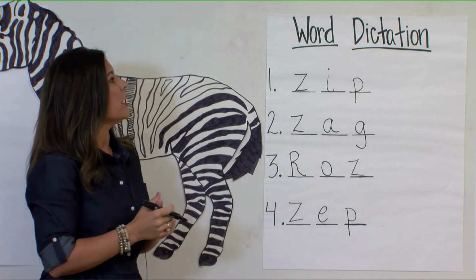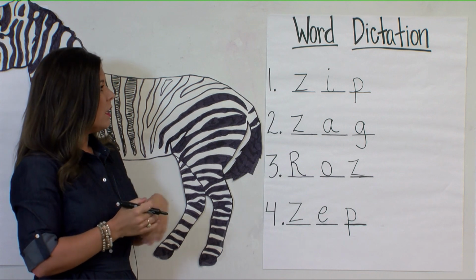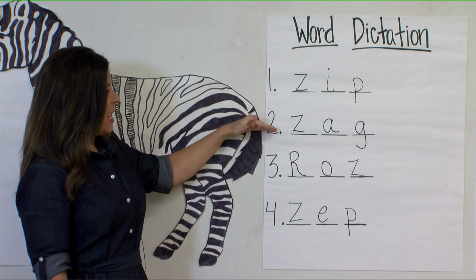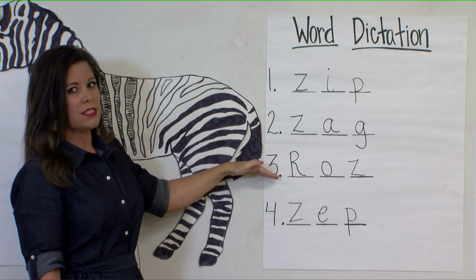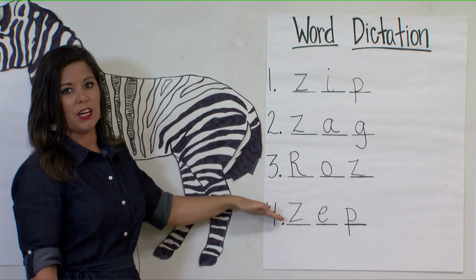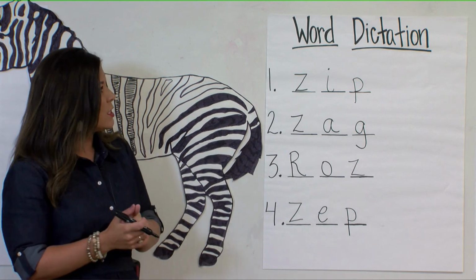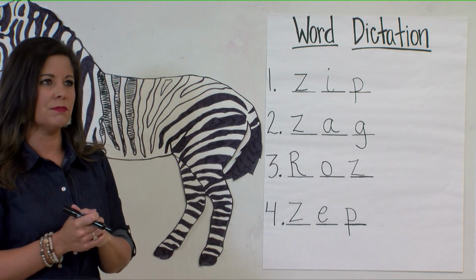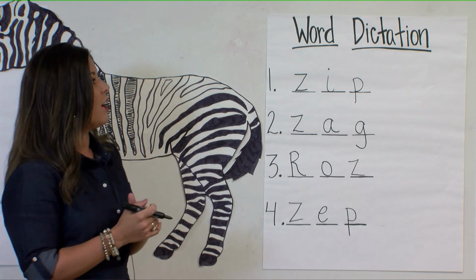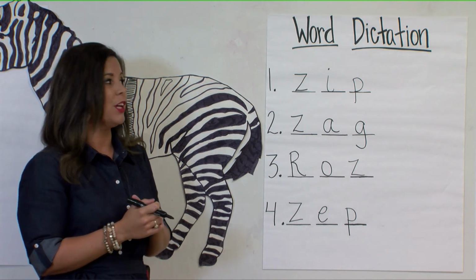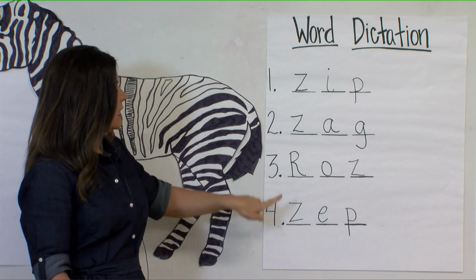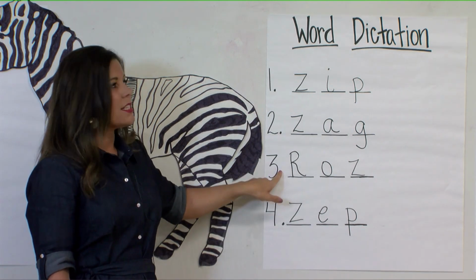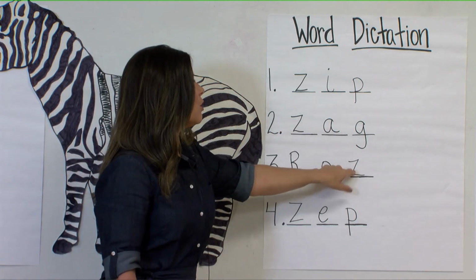Let's go back and let's read our words together. Starting at the top, the first word is zip, zag, Roz, and zip. Very good. What do you notice about all these words? What do you notice that they have in common? Okay, they all have the z sound in them. Very good. Zip, zag, and zip have that sound at the beginning of the word. And Roz has the z at the end of the word.